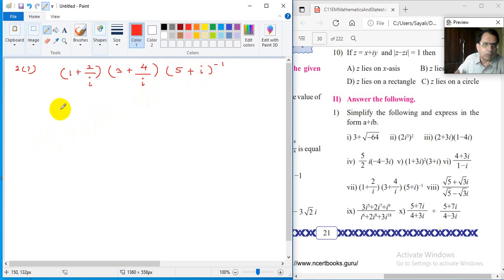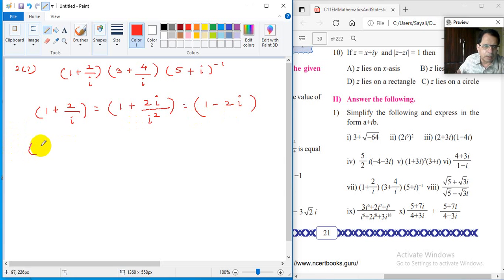So what can be done now? One by one we will consider. 1 plus 2 upon i. Now this quantity you can write as 1 plus 2i upon i squared, because we have multiplied and divided the second term by i. So this becomes 2i, this becomes i squared. So it is what? 1 minus 2i.